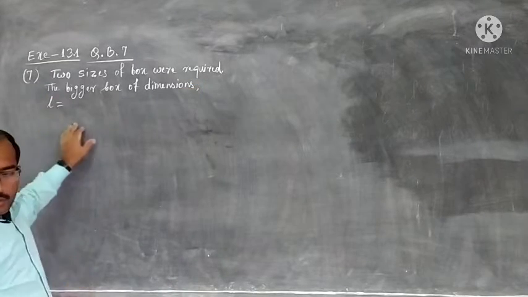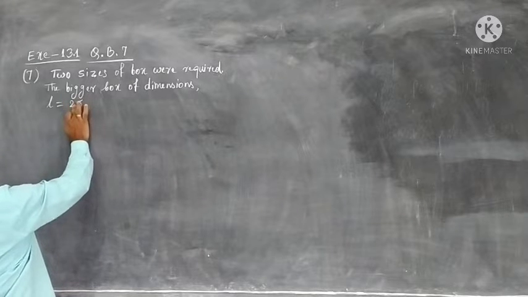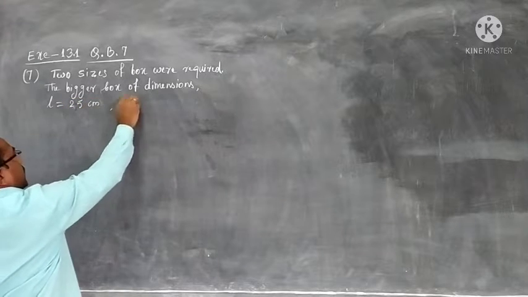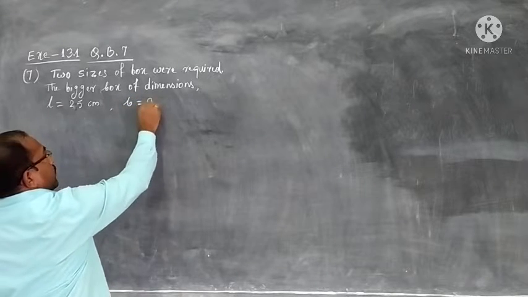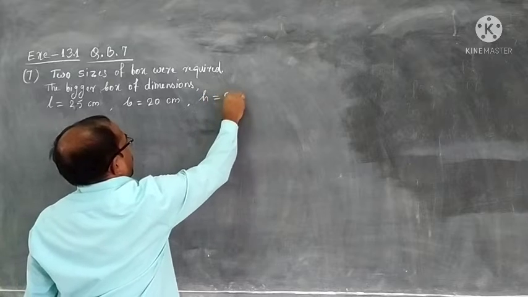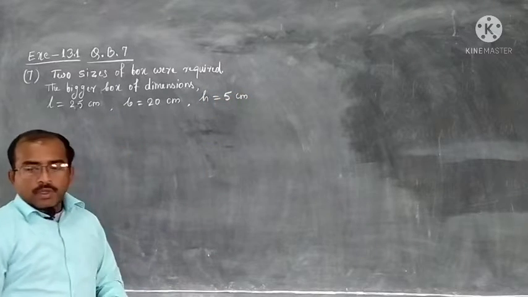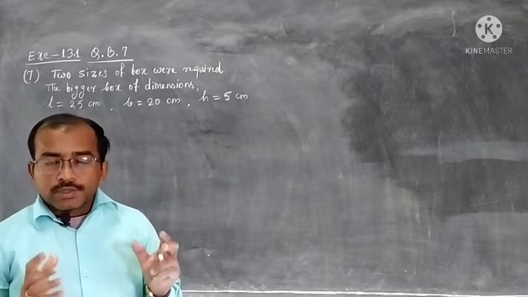Length 25 centimeter, breadth is 20 and height is 5 centimeter. Again, the smaller box also has dimensions. Then let us see what the question is.